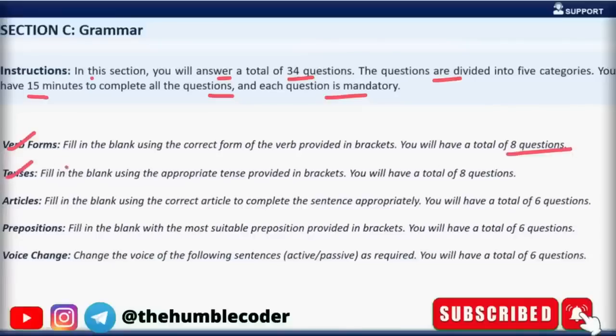Next set of questions will be like fill in the blanks using the appropriate tense provided in the brackets. You will have again 8 questions for them too. Next is your article based questions. Fill in the blanks using the correct article to complete the sentence properly. You will have a total of 6 such questions. Next is prepositions. Fill in the blank with the most suitable preposition provided in the bracket. You will have a total of 6 such questions. Next is your voice change. Change the voice of the following sentences, that is active or passive, as required. And you will have a total of 6 such questions.